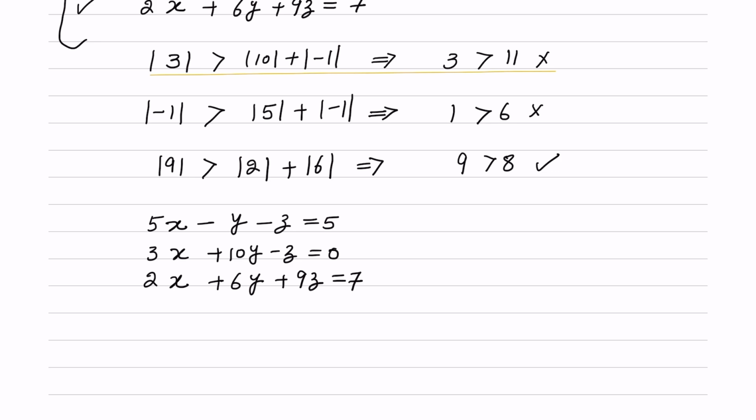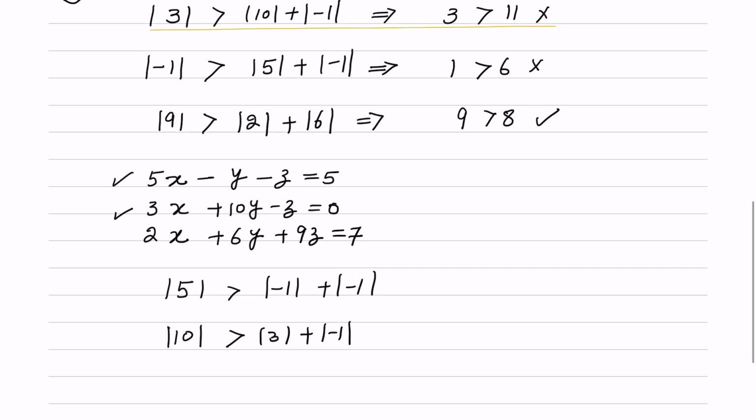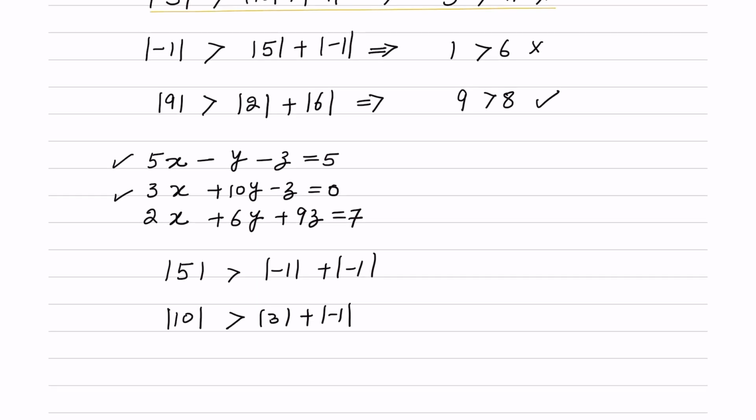So for the first equation, the diagonal coefficient is 5. 5 absolute should be greater than the absolute sum of the other two coefficients, which are minus 1 and minus 1. And in the next equation, the diagonal coefficient is 10. It should be greater than 3 absolute plus minus 1 absolute, because 3 and minus 1 are the other two coefficients.